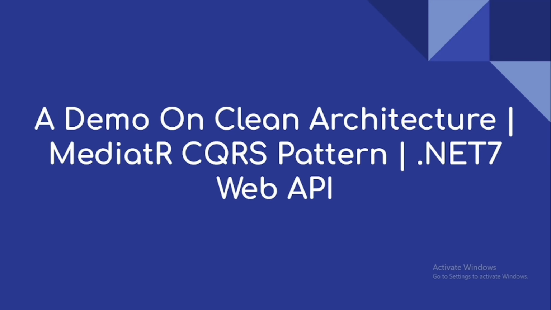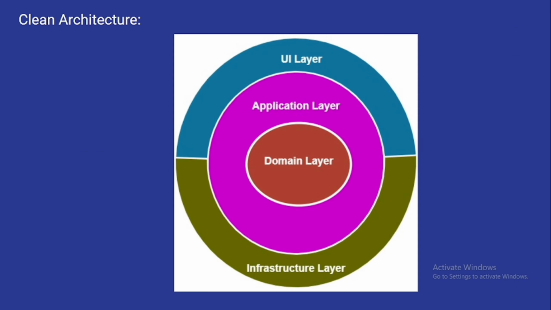So today's video is on implementing clean architecture and the CQRS mediator pattern into our .NET 7 Web API. This is a diagram of clean architecture. If we use clean architecture, we need to create 4 projects. One is the domain layer, the second is the application layer, the third is the infrastructure layer, and the fourth is the UI layer.